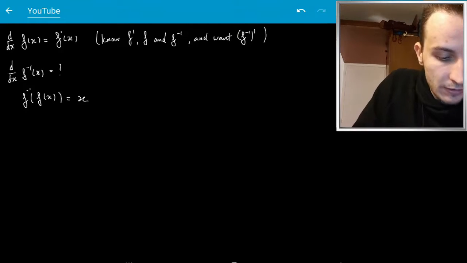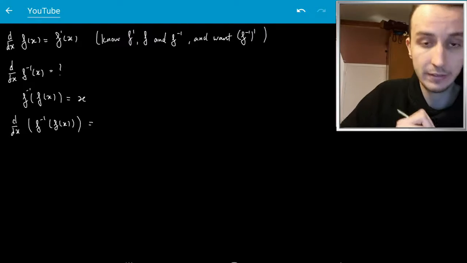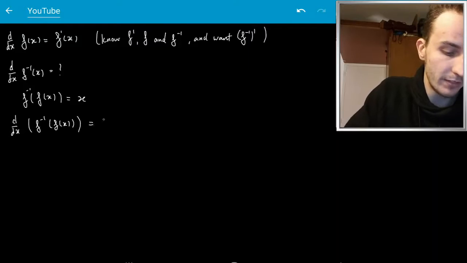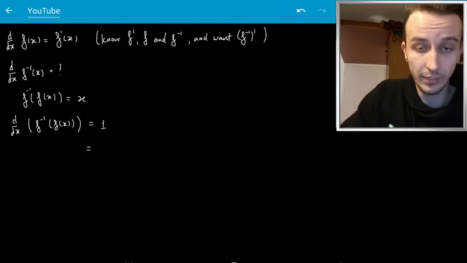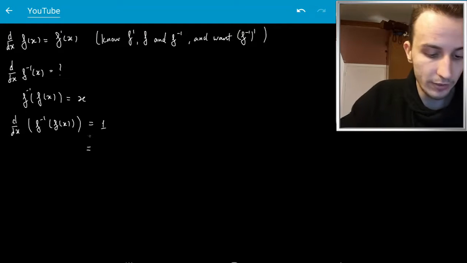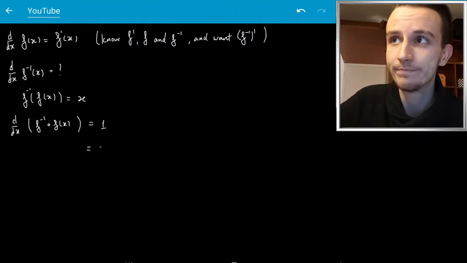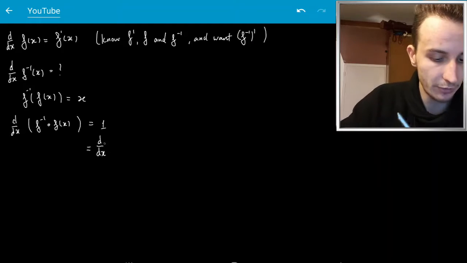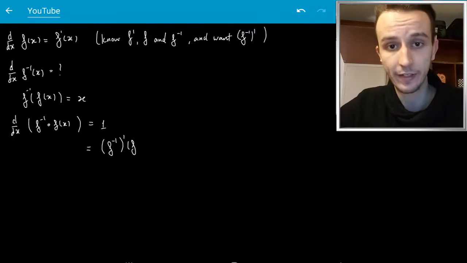First of all, well, we know that f inverse of f of x is equal to x. So let's differentiate both sides. So d by dx of f inverse of f of x is equal to d by dx of x, which is just 1, right? And of course, on the left-hand side, we can just apply d by dx to a composition of functions. So I can rewrite this as f inverse composed with f of x.